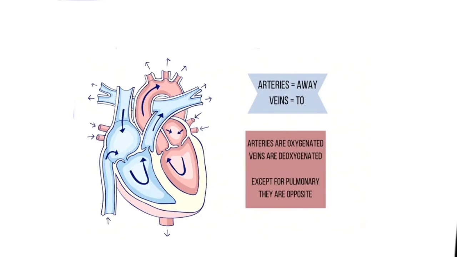Arteries take blood away from the heart, and veins bring blood back to the heart. For the most part, arteries carry oxygenated blood and veins carry deoxygenated blood, except for pulmonary. The pulmonary artery and the pulmonary vein are opposite, and it'll make more sense as we go through it.